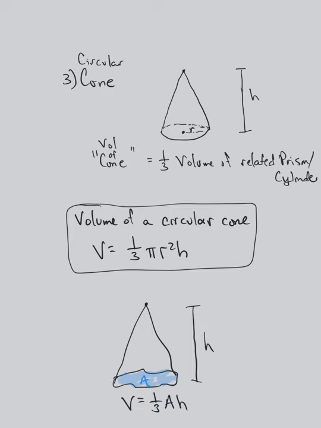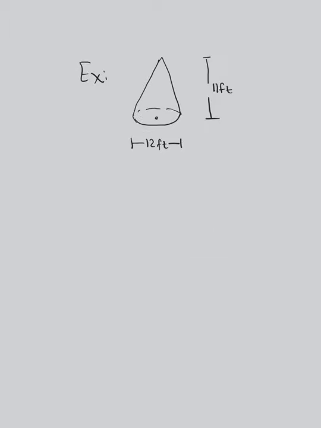So let's do a quick example of that so you can see it in action. All right, so let's say I have this cone right here. It's a circular cone, with the dimensions that you can see in the picture. So now what's that 12 feet? You got to be careful. That 12 feet is the diameter of that circle, all right, but the formula contains the radius. So to get the radius, I would divide by 2 and get 6 feet.